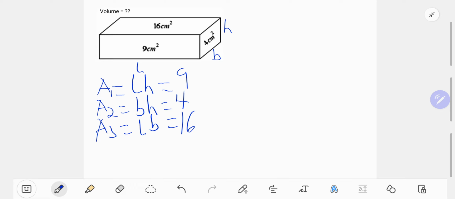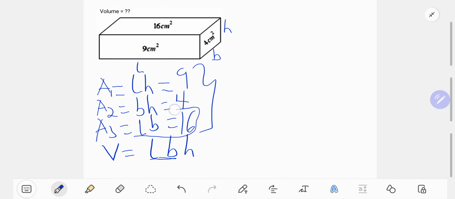Okay, so we're going to use these equations to find our volume. Now, remember that the formula for finding the volume of a cuboid is length times breadth times height. So in order for us to find the volume, we need length, breadth, and height. But from these three equations we can see that LB is 16 over here. So we can replace the LB with 16, which gives us V to be 16H. So now for us to find V, we need to find the value of H.